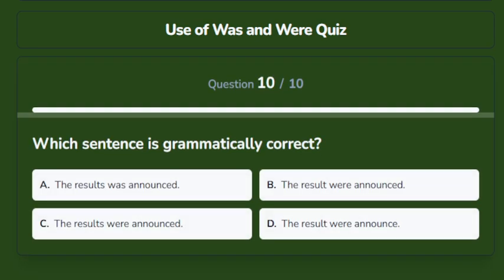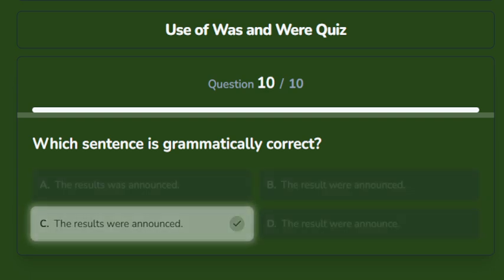Question number 10. Which sentence is grammatically correct? Options are A the results was announced, B the result were announced, C the results were announced, D the result were announced. The correct answer is the results were announced.